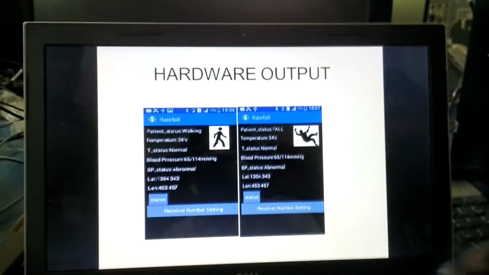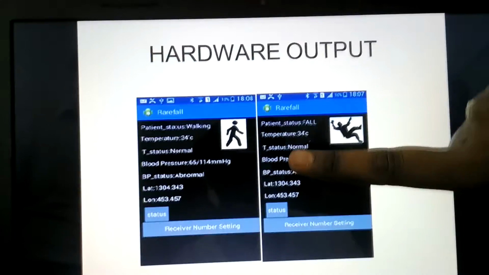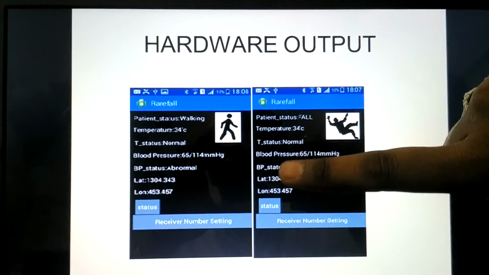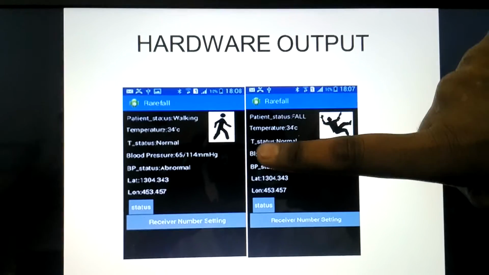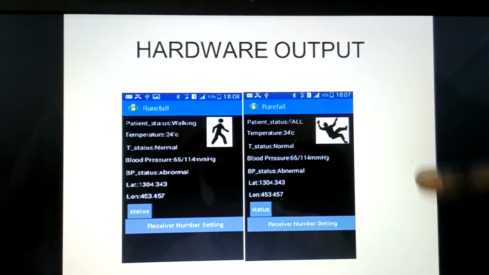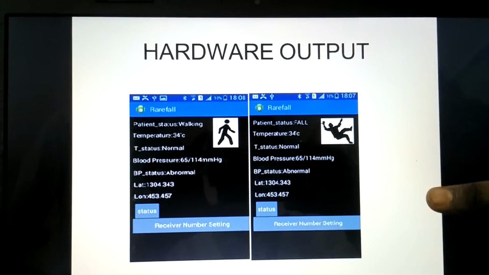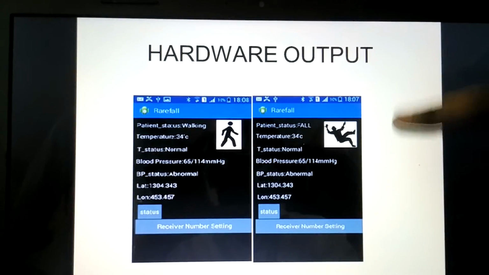This is the hardware output. The first picture shows that the person is normal. The second picture shows the BP status as abnormal. The person has fallen down. A fall has occurred.